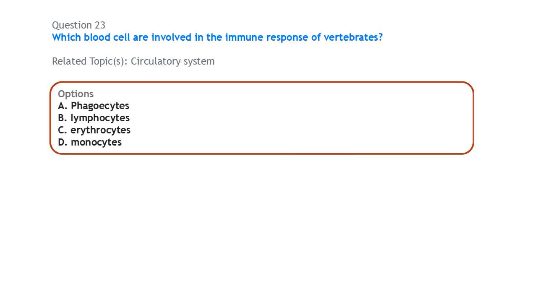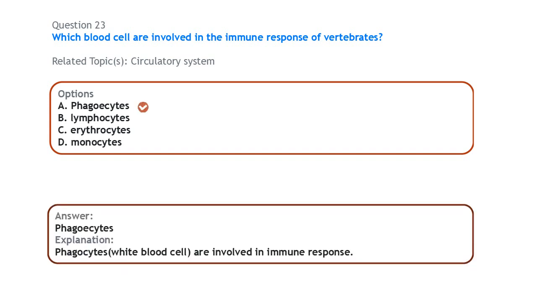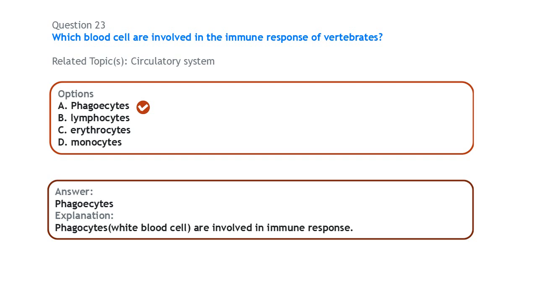Next, on circulatory system, which blood cells are involved in the immune response of vertebrates? That is, immune response to or protection against disease and infection. That is the phagocyte, the white blood cell. They are responsible for defense, or immune response.